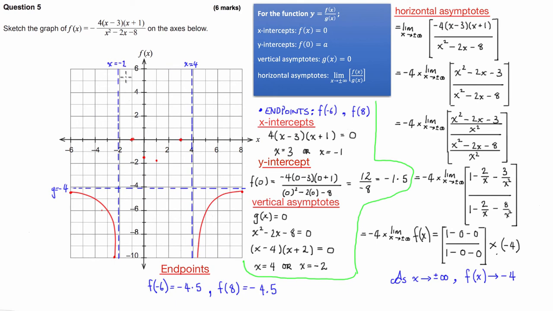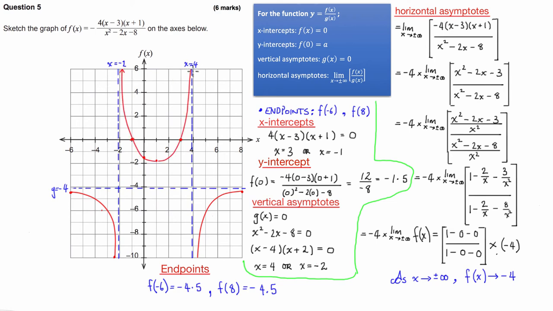Now finally guys, here's the tricky part. Between x equals -2 and x equals 4, the function is going to come from positive infinity. We're going to have a root or an x-intercept at x equals -1. We're going to have a y-intercept at -1.5. We've got a turning point here. We're going to come back up through the other root or the other x-intercept at x equals 3 and then asymptote back to positive infinity.